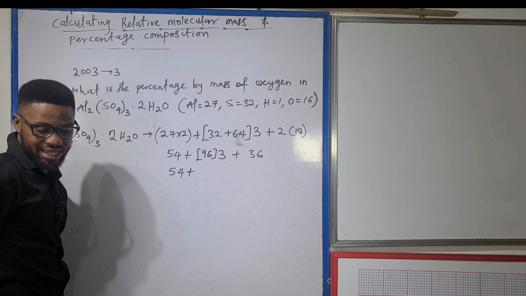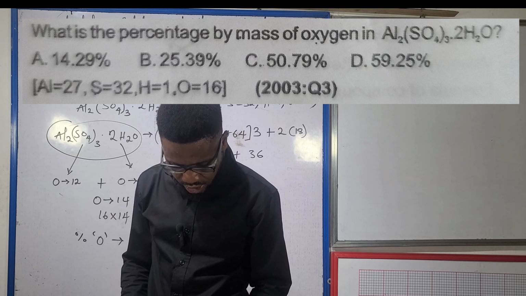So when we say percentage by mass of oxygen, that's going to give us 224 divided by 378 times 100. That's 59 points. Looking at all of the options we had there, it is 59.25%. And in questions like this, you have to be careful so that you don't do the wrong thing.